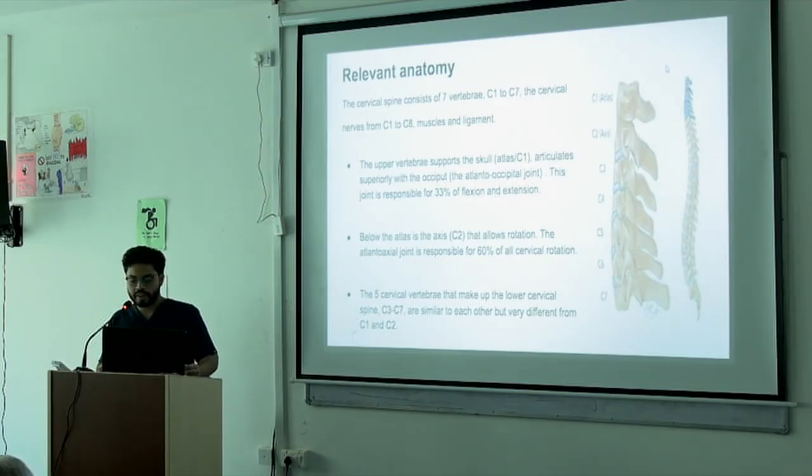This is responsible for 33-degree flexion and extension, that is the yes movement over the skull. Below the atlas is the axis, which allows the lateral rotation. The atlanto-axial joint is responsible for 60% of the cervical rotation, that is the no movement. The 5 cervical vertebrae that make up the lower cervical spine, C3 to C7, are similar in nature but very different from the upper cervical vertebra, that is C1 and C2.